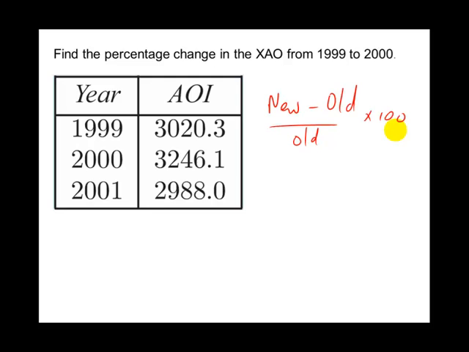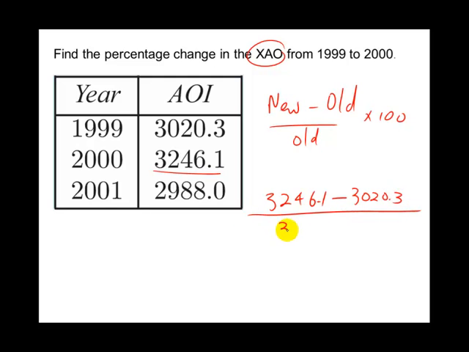So we're going to have a look at the XAO, the All Ordinaries Index. We want to see the percentage increase from 1999 to the year 2000. So you grab the price in the year 2000. That's our new price. Take away our old price. Divide it by our old price. And times the whole lot of that by 100. Now, on your calculators, make sure you do that top line first, otherwise it'll be a bit odd. And when we do that, we get 7.48%.